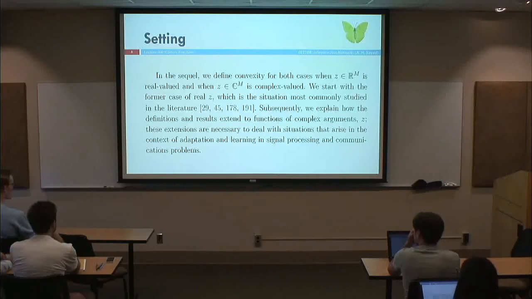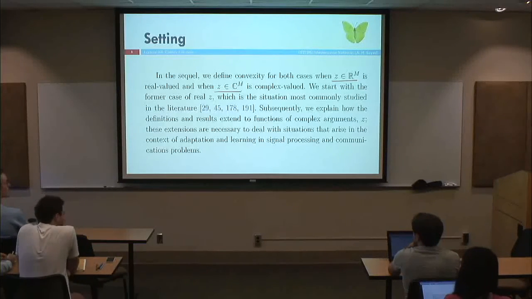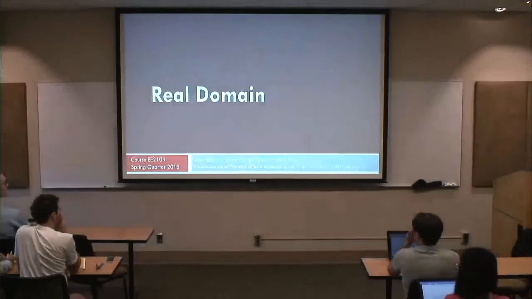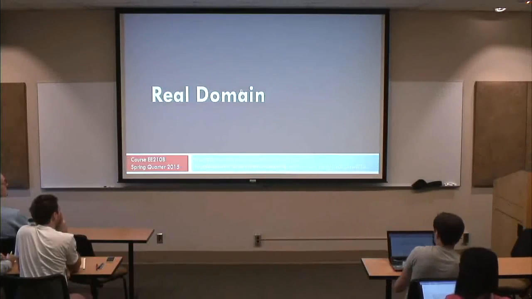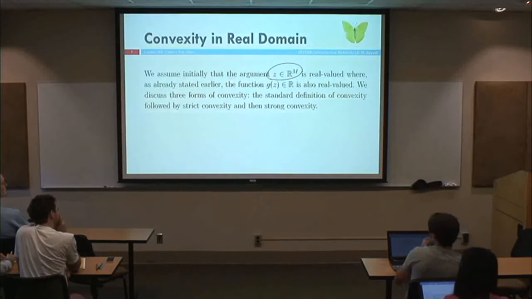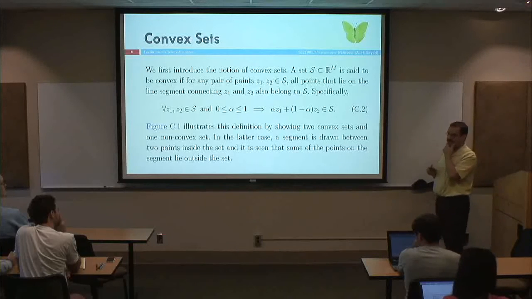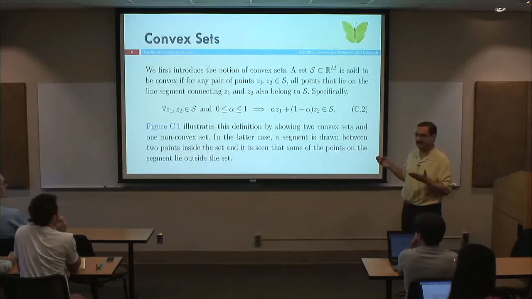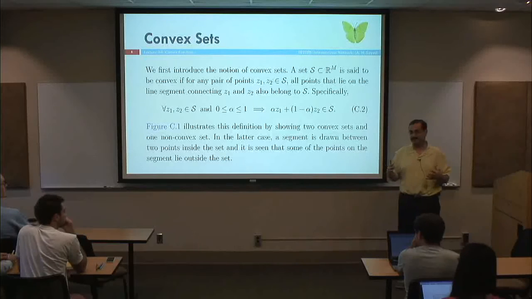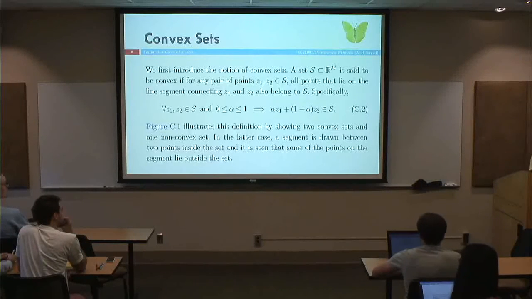So like I said, I'm going to distinguish between two cases. Let's start with the real case, and then the extension to the complex case will come next. Very good. So let's start with the real domain. So z is a real vector of size m, a column vector. Before I define what a convex function is, let me first define what a convex set is. Again, most of you have seen this probably in the real domain, so this is a refresher for most of you.